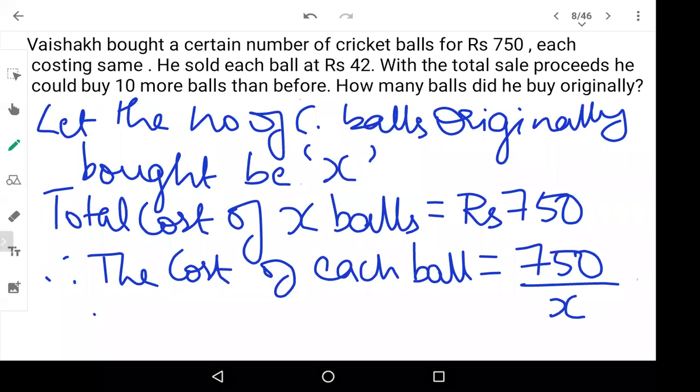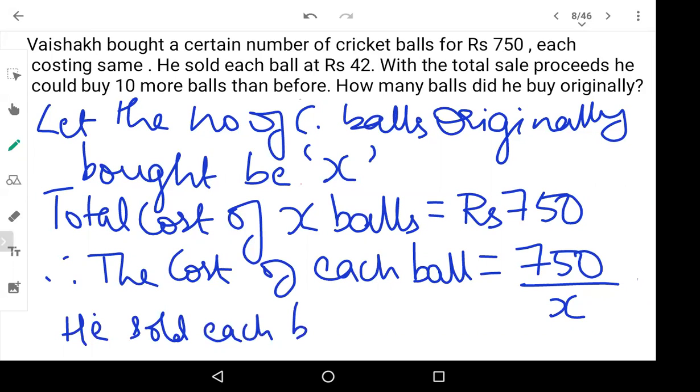Okay. Now let us go further. So that completes the first sentence. Now let us go for the next sentence. He sold each ball at 42 rupees. So each ball, he sold each ball at rupees 42. Okay, so this ball, that is x number of balls. Okay, he is selling these x number of balls each at 42 rupees.